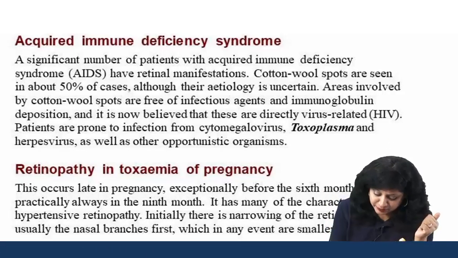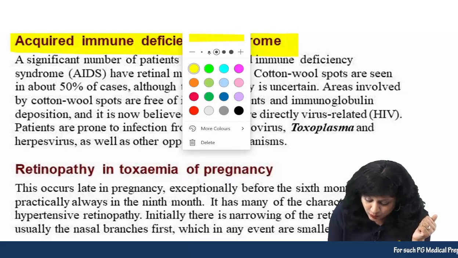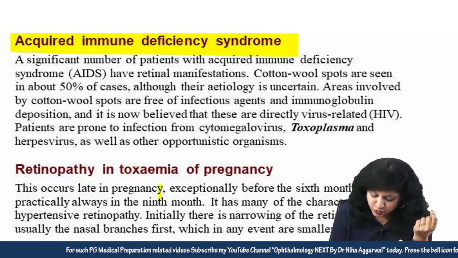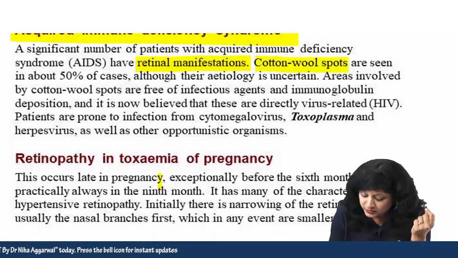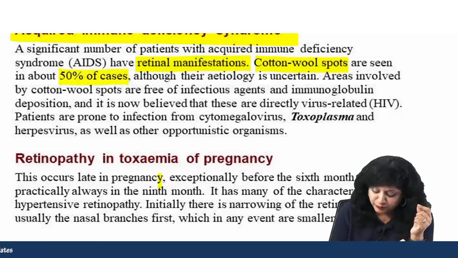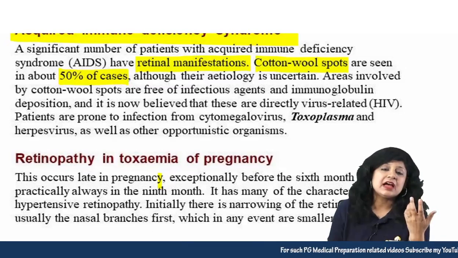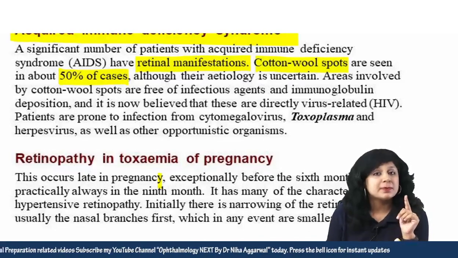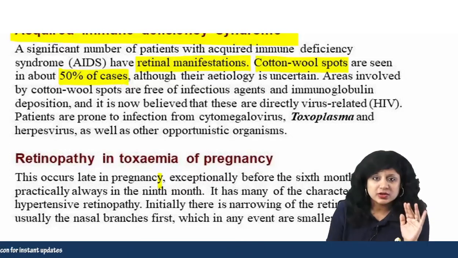So in this list, the first is acquired immune deficiency syndrome. Now if you talk about this acquired immune deficiency syndrome, a number of patients of HIV will show you retinal manifestations, and one important thing is the cotton wool spots. These cotton wool spots are present in about 50% of the cases. Now, though we know the generalized etiology of the cotton wool spots, that they are due to retinal hypoxia, due to which they are found in hypertensive retinopathy also, when it comes to why they are found specifically in HIV retinitis, the cause is uncertain.